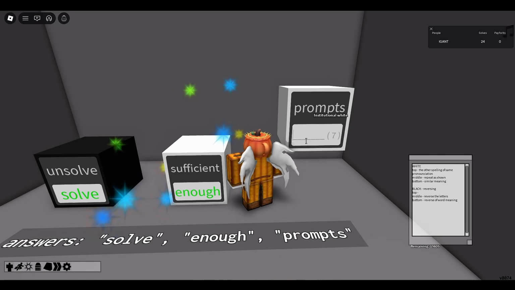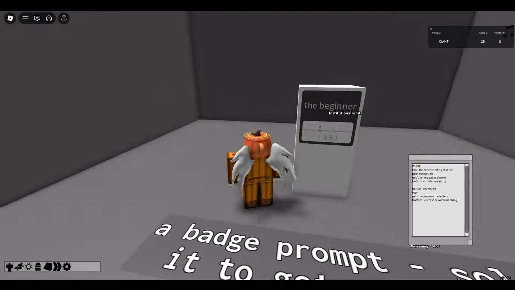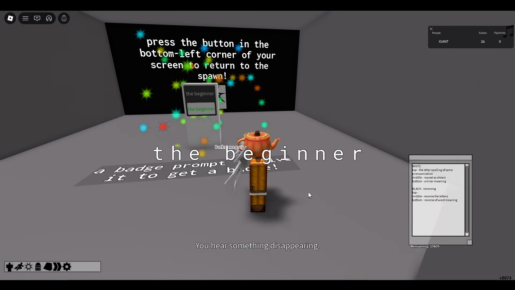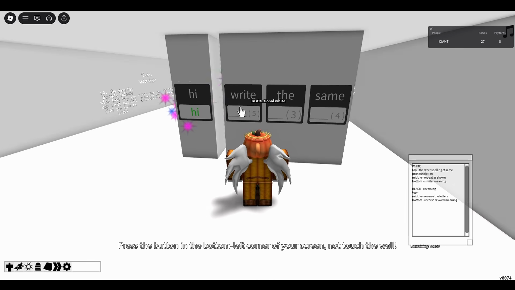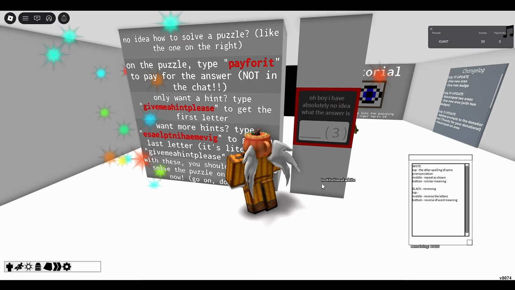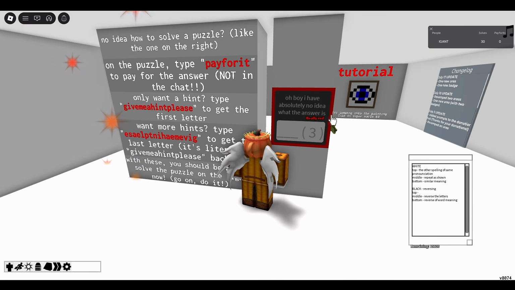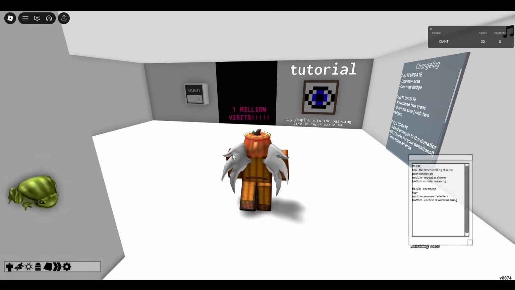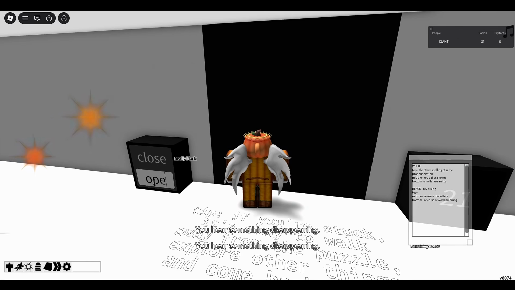And then prompt, you just repeat the same one because it's middle. There we go. The beginner. And that's going to give me a badge. The beginner. So, hi. Write the same. Boom. Oh boy, I have absolutely no idea what the answer is. And it's middle red. So I don't know what middle red is now. So I can't solve that yet. Open. So I can open this.